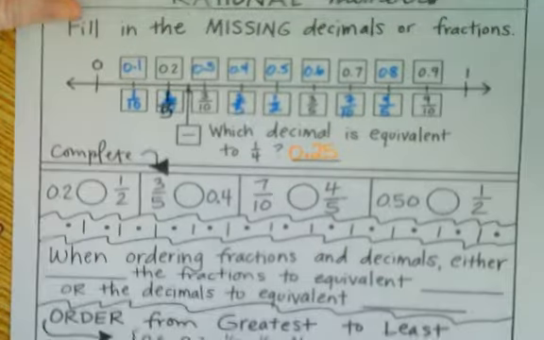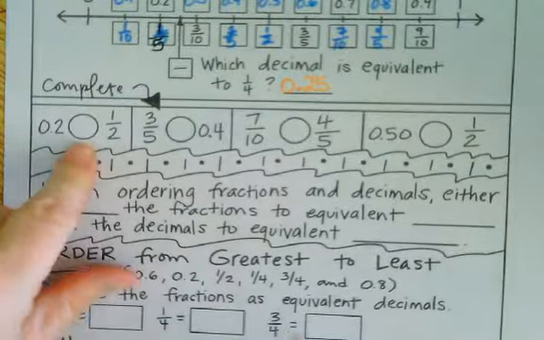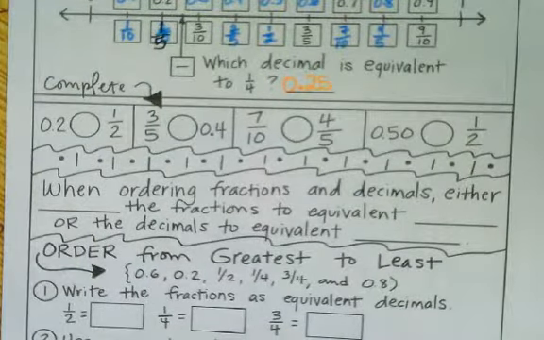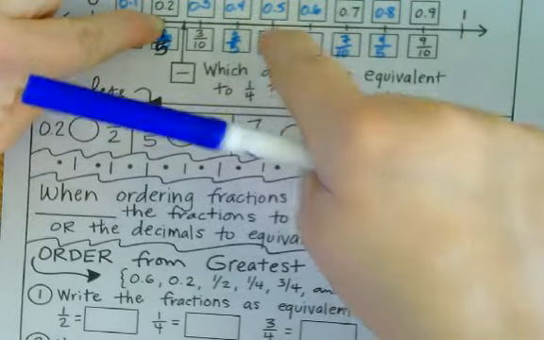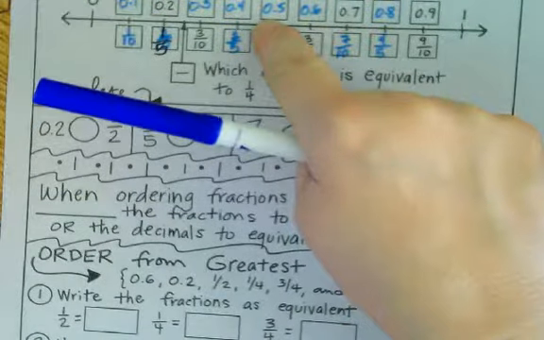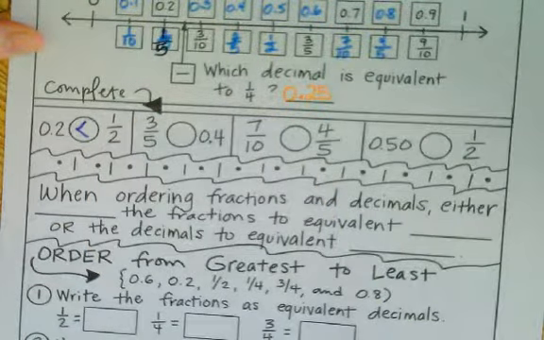0.25 goes right in between there. Okay? So now let's look at greater than, less than, or equal to. You're going to want to keep looking at your number line when you do this. So, 0.2 and 1/2. Well, here's 0.2, and here's 1/2. Who's bigger? 1/2 is. So, boom! There we go.